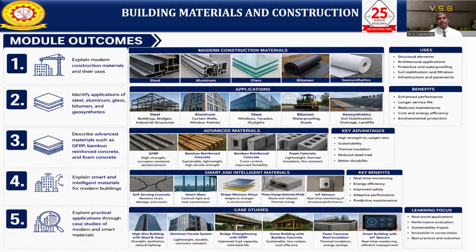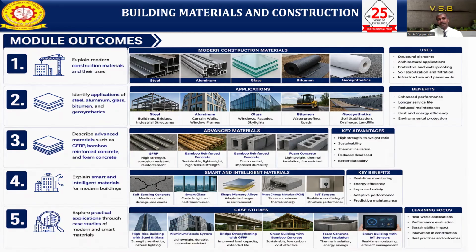Now you can explain the various construction materials and the uses of the modern materials. Now you can identify the application of the various construction materials, especially steel, aluminum, glass, bitumen, and geosynthetics, where we can use them. Now you can describe various advanced materials like GFRP, bamboo, reinforced concrete, and foam concrete.